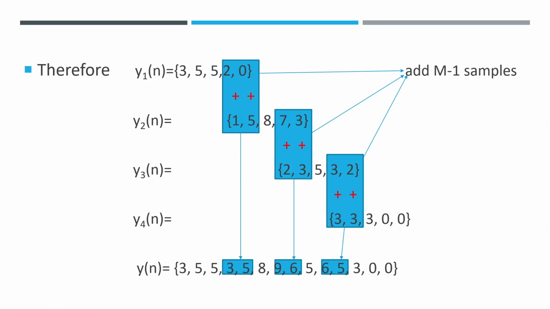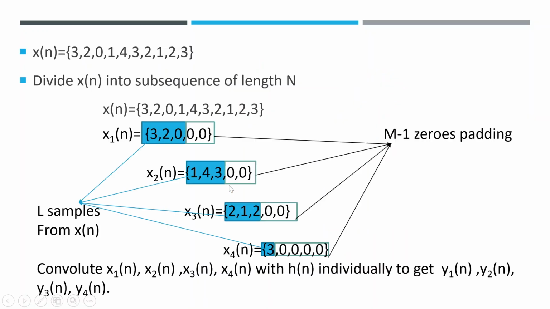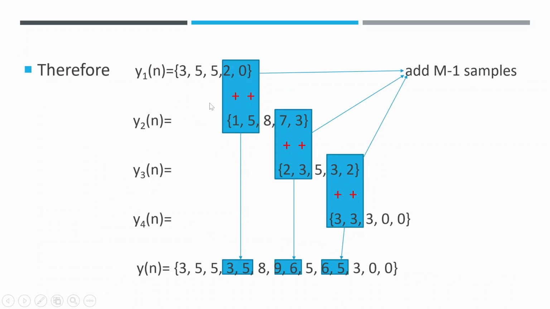This is the procedure of the overlap add method, for filtering of long data sequences. What we have done here is divide the long data sequence into subsequences, and by performing circular convolution of these subsequences with h of n, we get y1 of n, y2 of n, y3 of n, and y4 of n. After we get the resulting sequences, by overlapping these sequences and adding the m minus 1 samples, we get y of n. This is the whole procedure of the overlap add method of filtering for long data sequences. Thank you.